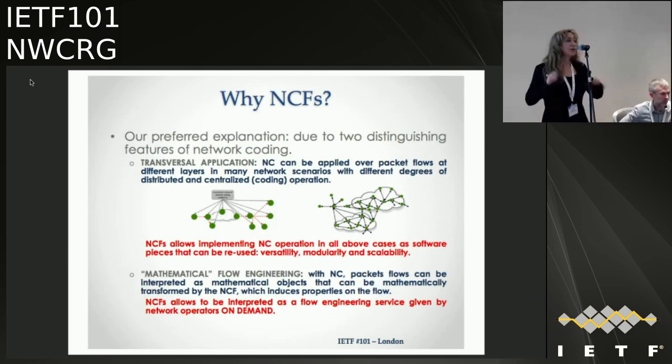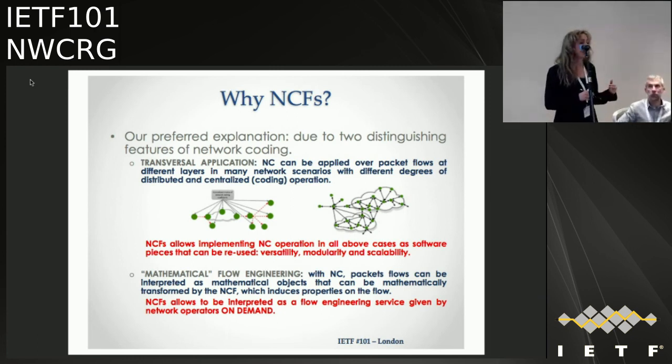So why? There can be many explanations. Our preferred explanation is that there are two distinguishing features in network coding that explain why seeing it as a function makes sense. First, the transversal application, which we are witness to here in this research group, which means that network coding can be applied over packet flows at different layers and in many network scenarios with different degrees of distributed or centralized coding operation. Hence, with this transversal application, if we see network coding as a network coding function, this would allow us to implement network coding in all the above cases, just thinking of them as software pieces that moreover could be reused.